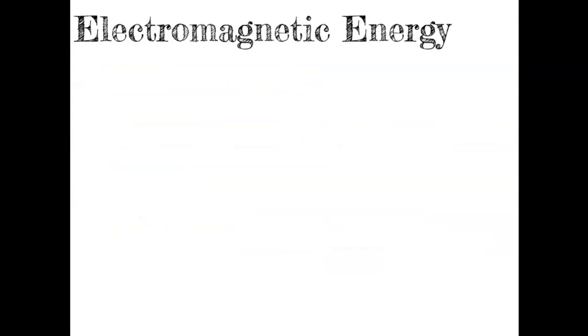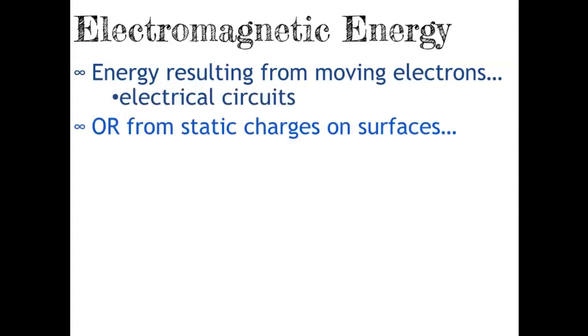Fourth form of energy, electromagnetic energy. This one has some interesting parts. It's energy that results from moving electrons. That's what an electrical circuit is. Or it's the energy that comes from static charges on surfaces. Example, scraping your socks across the carpet and then poking your lab partner in the ear.